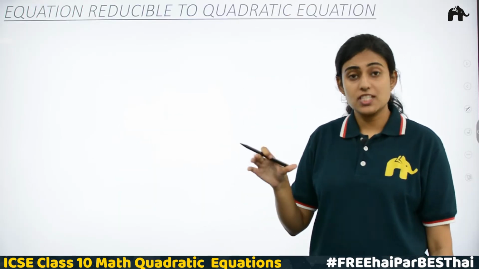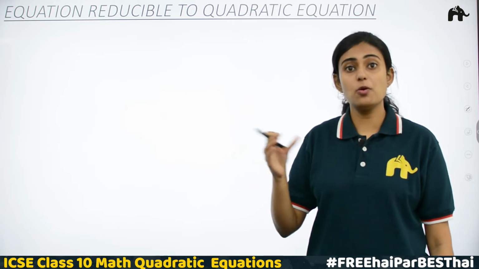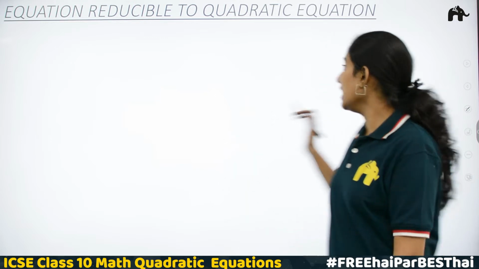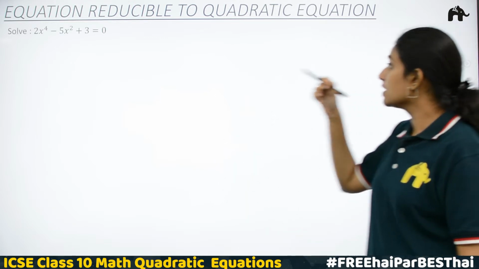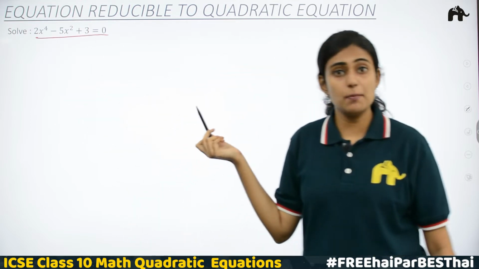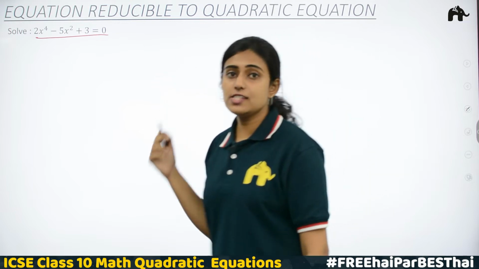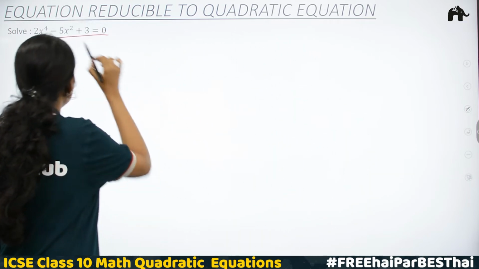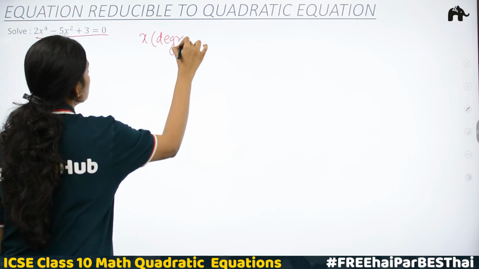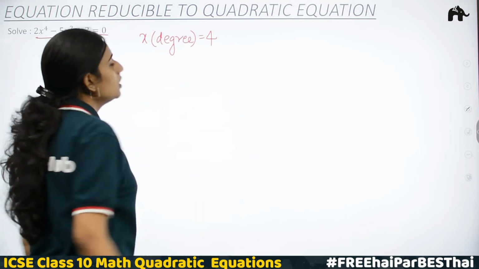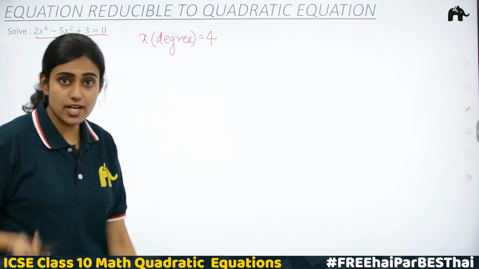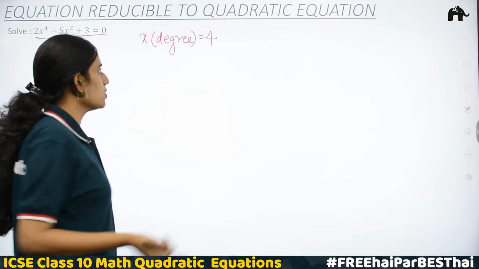Equation reducible to quadratic equation. When you are given an equation which is not in the quadratic form, how can you convert it into quadratic form and find the roots? Let's see with an example. Solve 2x⁴ − 5x² + 3 = 0. When you check this equation, you can see the highest degree of x is 4. So, we cannot call it a quadratic equation. We need to first change this to the quadratic form and then find the roots using the formula.